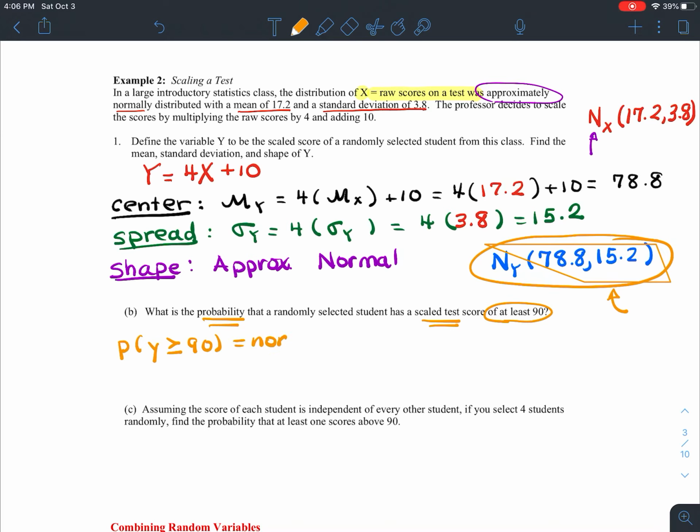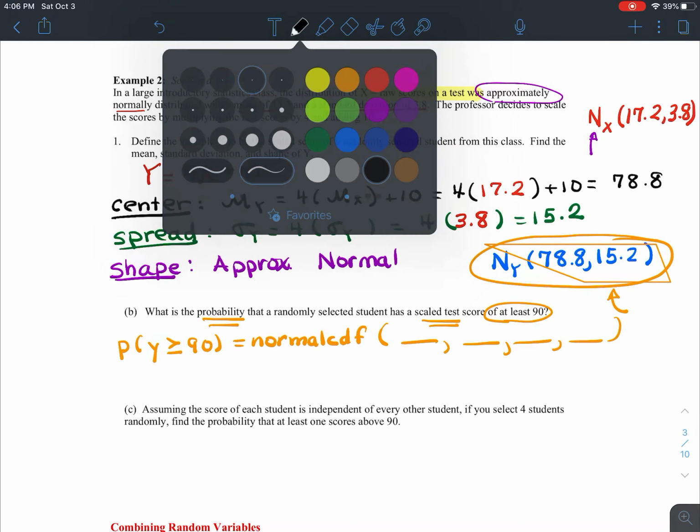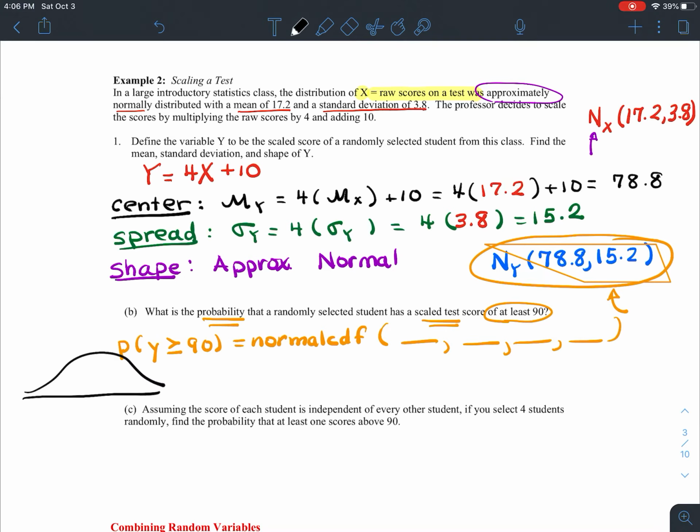Now, I'm allowed to use the normal CDF feature or the table A because I know that the shape of the distribution for y is approximately normal. So that allows me to use normal CDF. Remember, there are 4 inputs here. Just to help guide us through this, I'm going to draw a very small normal curve. We know that the center of these scaled scores is 78.8.